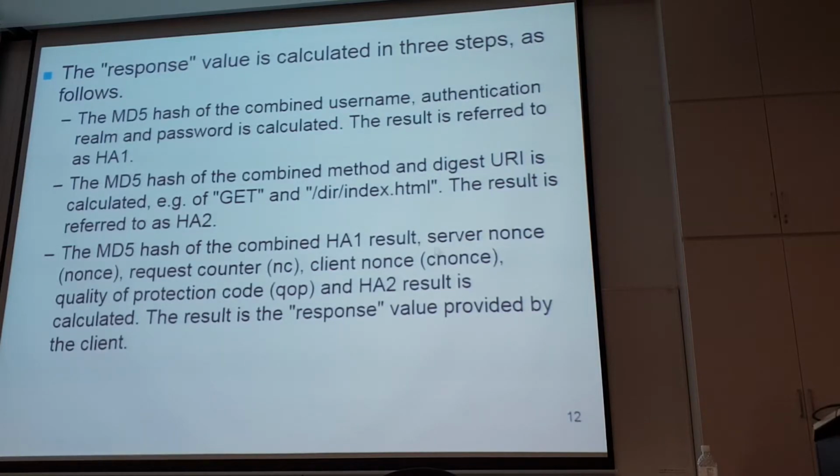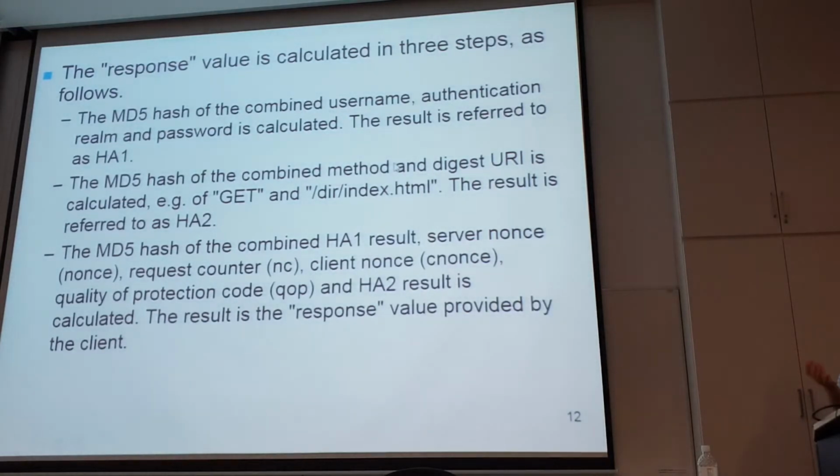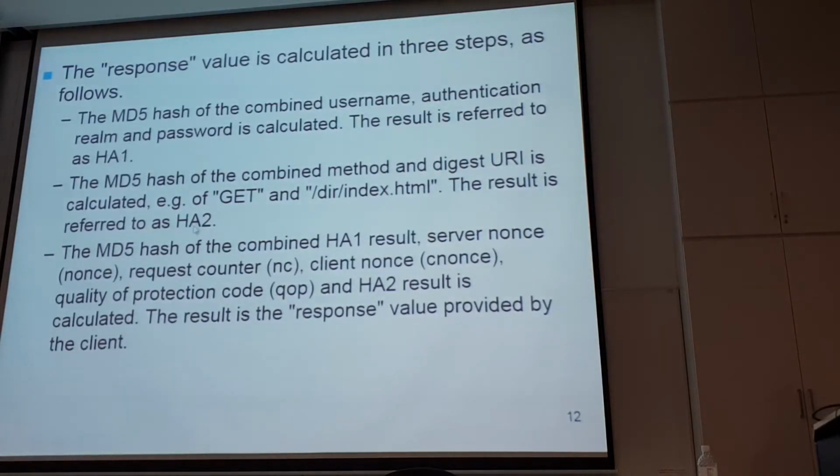So how does the improved HTTP protocol address password authentication? In the improved version, we use MD5 as a hash function. We combine different components like username, authentication realm, which means the authentication domain, and password, and hash them. Then we also hash other content, for example the web page, the resource requested by the user. This will be hash value 2.